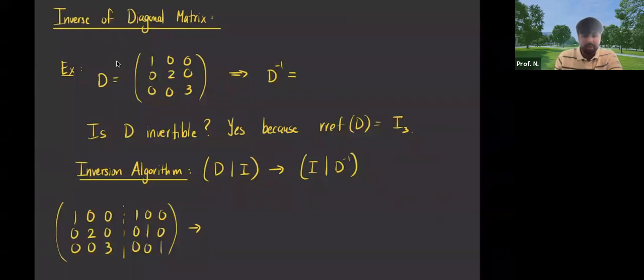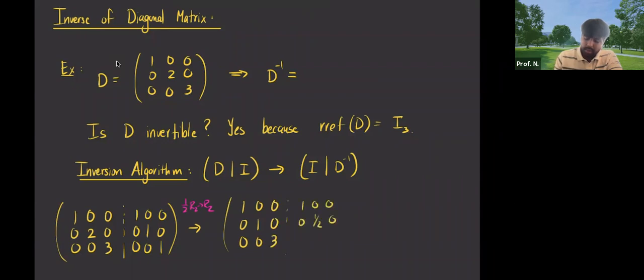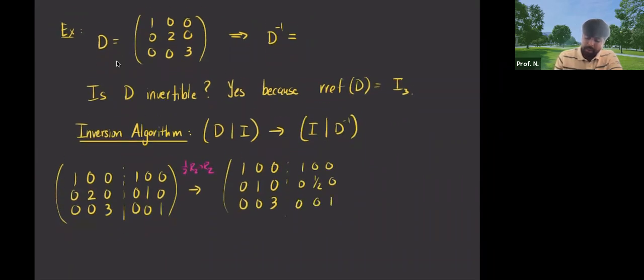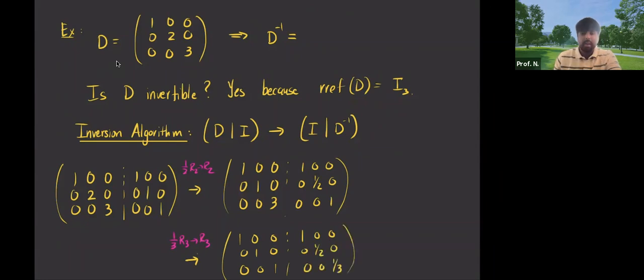Now, what do I do for the first one? First step, I do 1/2 R2 into R2. What does that become? 1, 0, 0, 0, 1, 0, 0, 0, 3. And this becomes 1, 0, 0, 0, 1/2, 0, 0, 0, 1. And I do it one more time. I do 1/3 R3 into R3. And what do I get? 1, 0, 0, 0, 1, 0, 0, 0, 1. And I get 1, 0, 0, 0, 1/2, 0, 0, 0, 1/3.